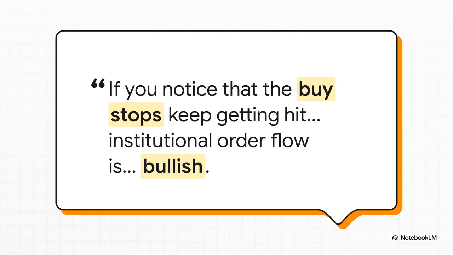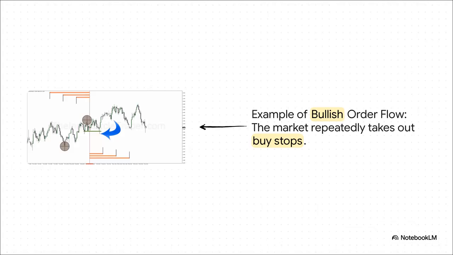And ICT himself says it perfectly. He says, if you notice that the buy stops keep getting hit, institutional order flow is bullish. It's not a prediction, it's an observation. You're not trying to guess, you're just looking at what the market is doing and getting in sync with that powerful underlying momentum. Take a look at this chart.